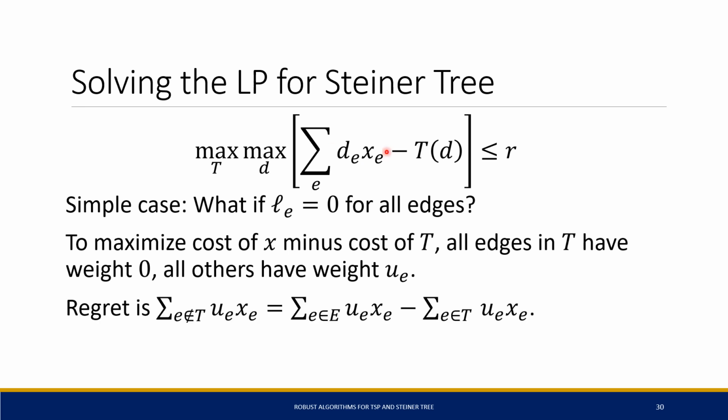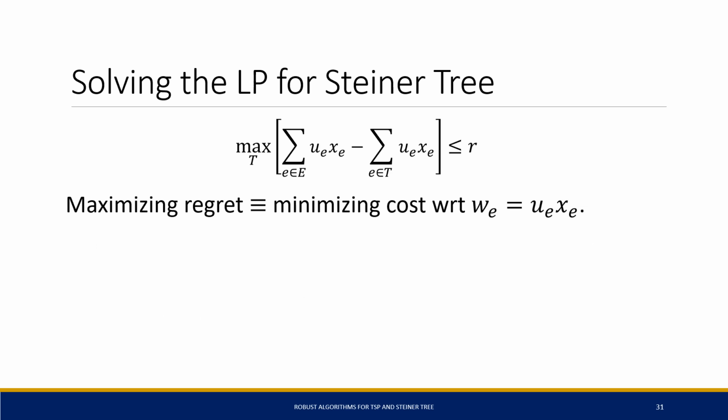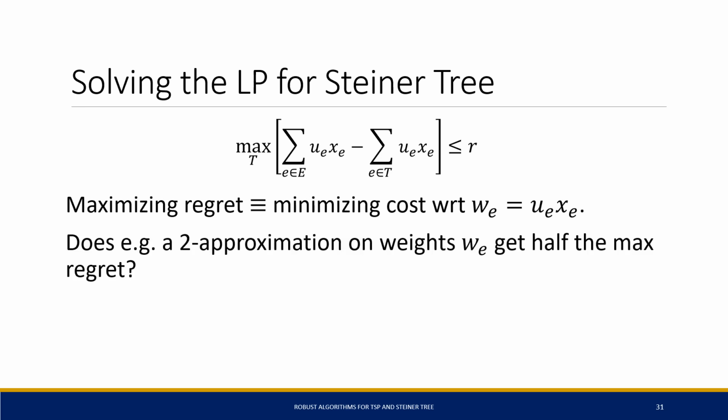So we get that this max over d of the difference in costs, or in other words, the regret of the fractional solution, is the sum over edges not in T of U_e x_e, which again, we can write as some term independent of T minus the cost of T when we have weights U_e x_e. So we've done something similar to what we did in TSP, where we've shown that finding some adversary T that maximizes the regret of the fractional solution is equivalent to minimizing the cost of T with respect to some set of weights. So a natural idea now is, since we can't exactly solve for the optimal Steiner tree on the set of weights, to run an approximation algorithm on the set of weights, and hopefully the resulting solution gets, say, fraction 1/2 of the regret of the best adversary T.